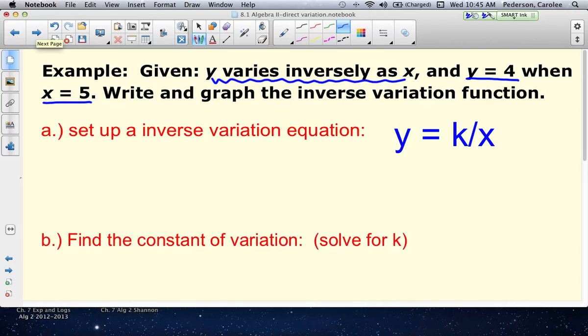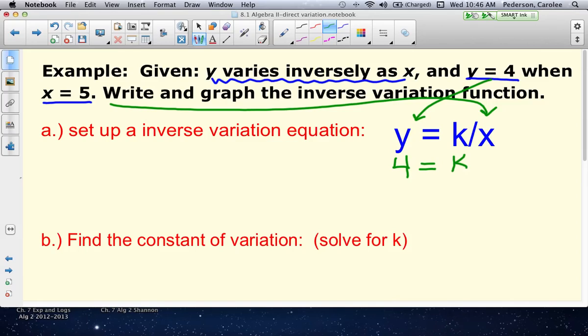So we'll do those same 3 steps, step A, B, and C. On the next video, we're going to do the word problem that will help you see why we have to know direct, inverse, and joint variation. So we're going to substitute 4 in for y and 5 in for x. So 4 equals k divided by 5.